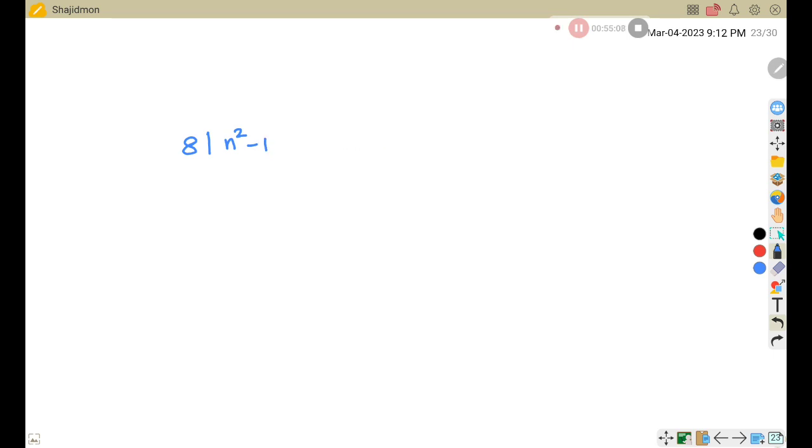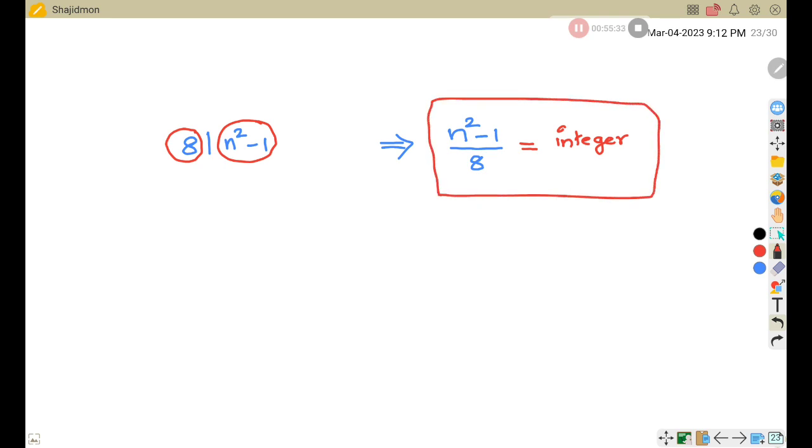That means what we need to check actually, 8 divides n square minus 1, correct? What is the meaning? We need to check n square minus 1 divided by 8, second number divided by first number. What is the second number? N square minus 1. What is the first number? 8. When you are dividing these two, you should get an integer number, correct? Then we can say 8 divides n square minus 1. So this is what we need to check. Keep in your mind, n square minus 1 divided by 8 should be an integer number.